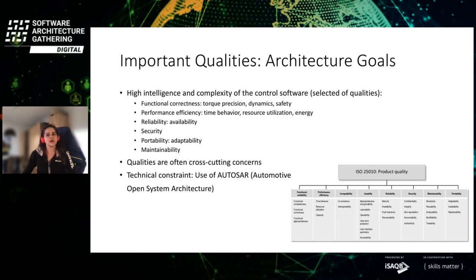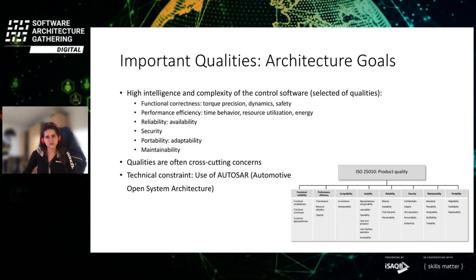As you might know, these qualities are often cross-cutting concerns in an architecture, which basically means that you cannot provide individual architecture modules that fulfill the respective goals. This is a topic for which concepts have to be developed in a software and also a system architecture.